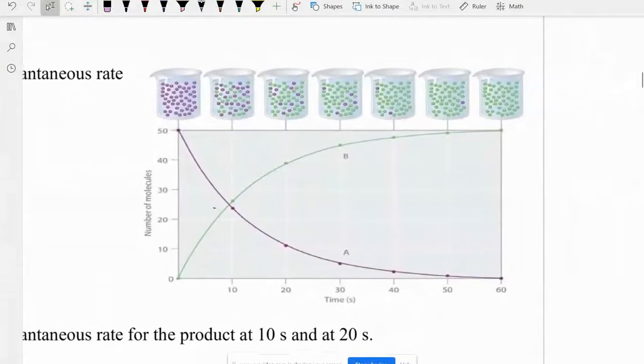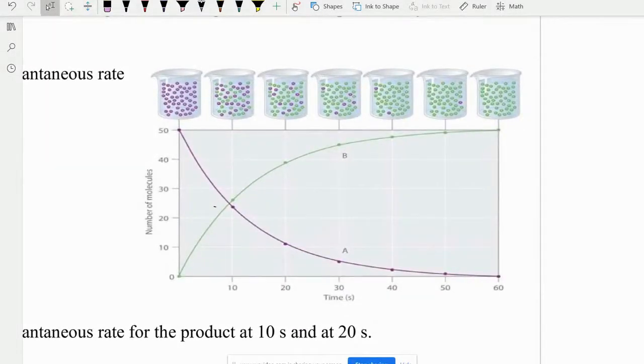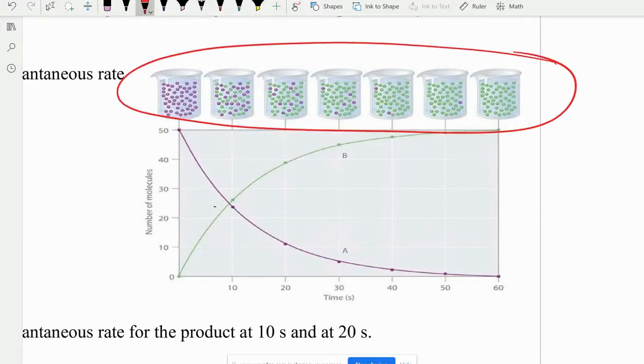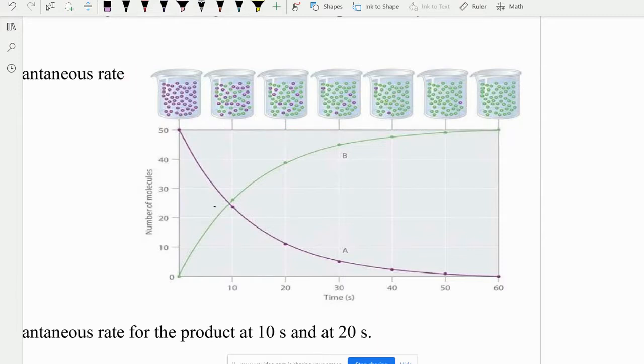Let's do an example. Again, you need some type of graphical data to do this type of rate. You can see here the pictorial is showing us that the beakers up at the top of this chart are showing us that at time 0, we're starting with 50 molecules of the reactant, which is in purple. And of course, because the reaction hasn't started yet, we should technically have 0 molecules of the product at that very exact time.